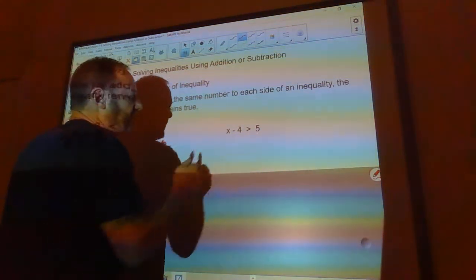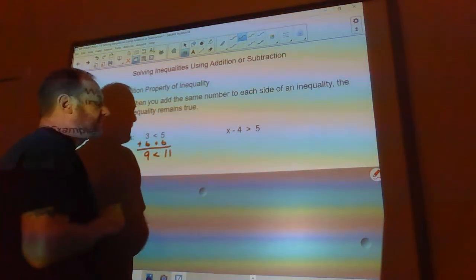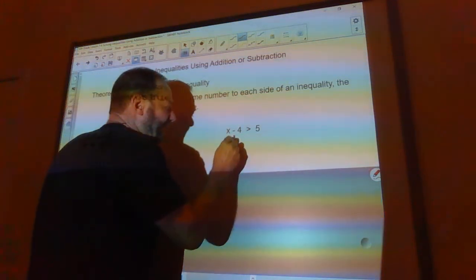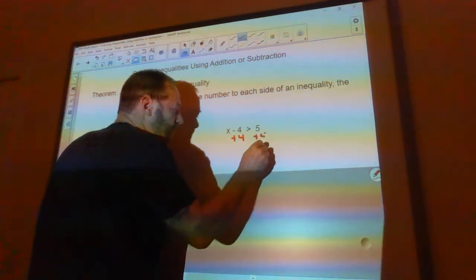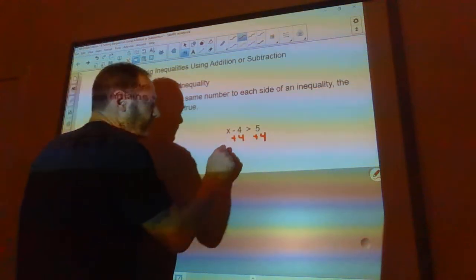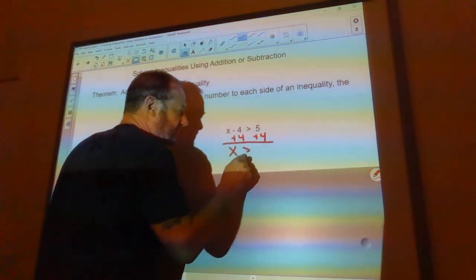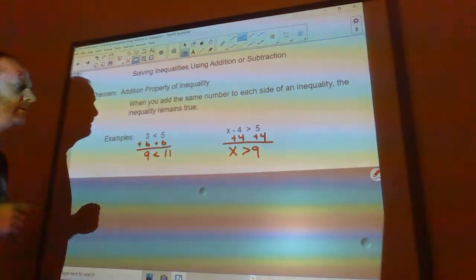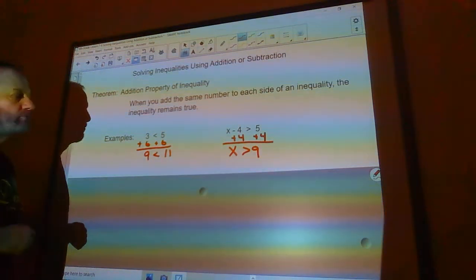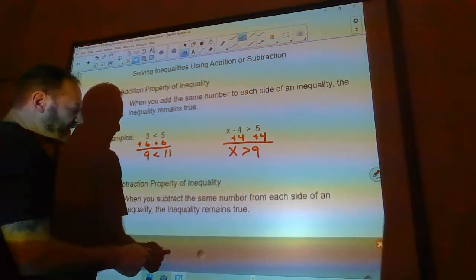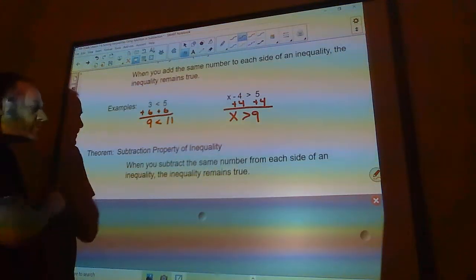And we use it to solve things like this. x minus 4 is greater than 5. Okay, so we can add 4 to both sides of this, and this becomes x is greater than 9. So there's my inequality, x is greater than 9. And then I can graph that, okay?